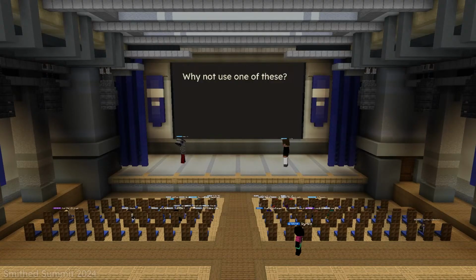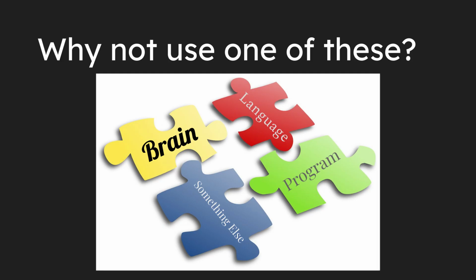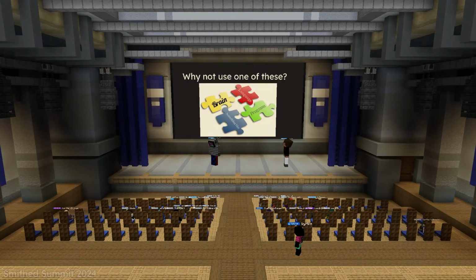So why not use one of these? Well, when you're writing a program or a datapack, there are a few things that need to really fit together to make it a smooth experience. Everyone's brains work slightly differently. Everyone thinks in a slightly different way, and different languages also work in different ways. And if the way that your brain works complements the way that the language works, then it makes it really easy for ideas to flow from your brain into code.